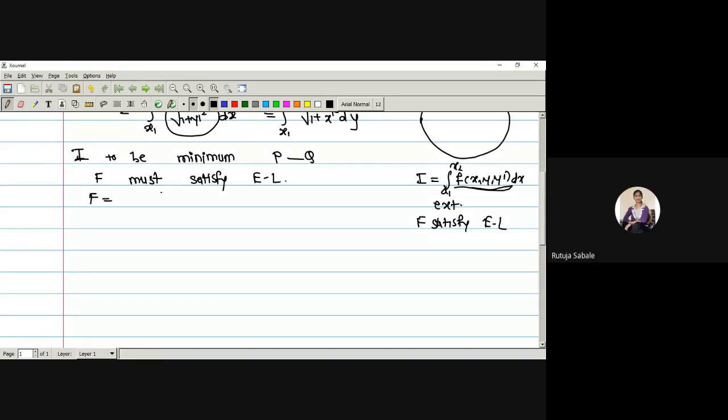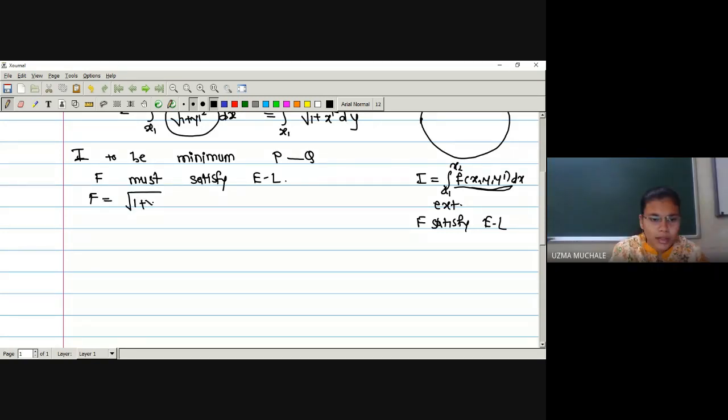Yes, ma'am. f is equal to under root of 1 plus y dash square. So this is your f. F must satisfy Euler-Lagrange's equation. So what is Euler-Lagrange's equation? We will write down dou f by dou y minus d by dx of dou f by dou y dash is equals to 0. Now let me find out the value of dou f by dou y.